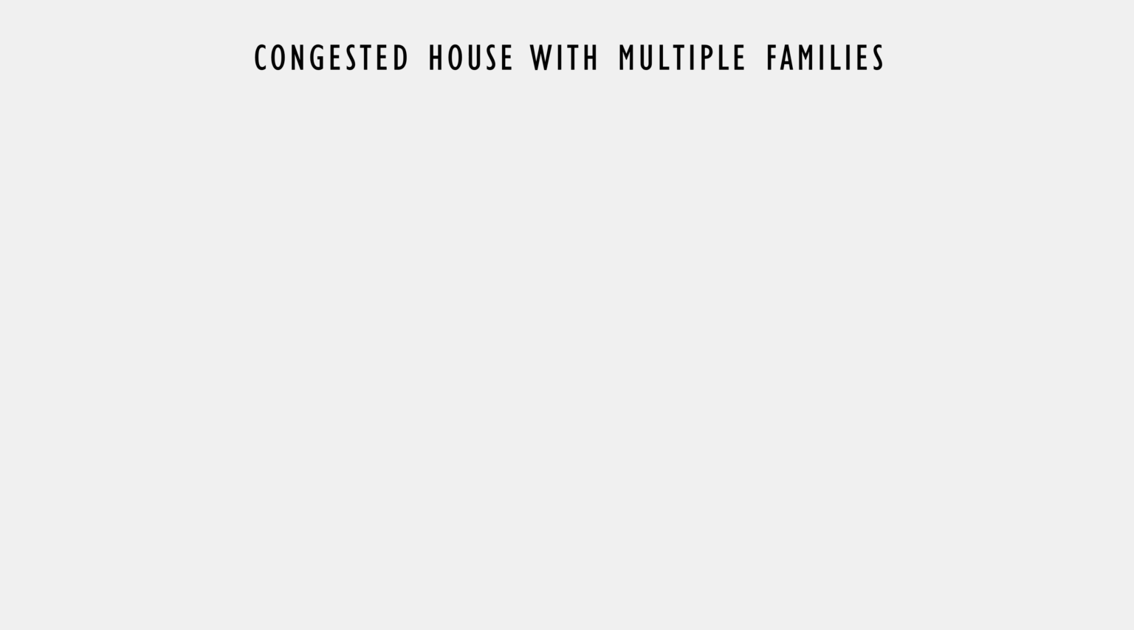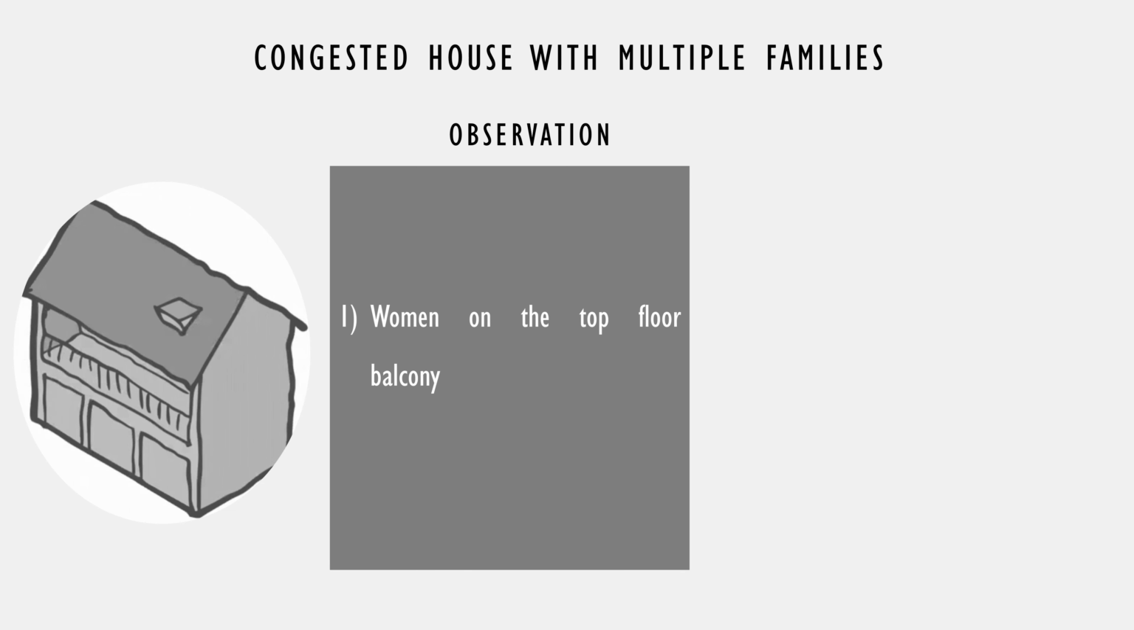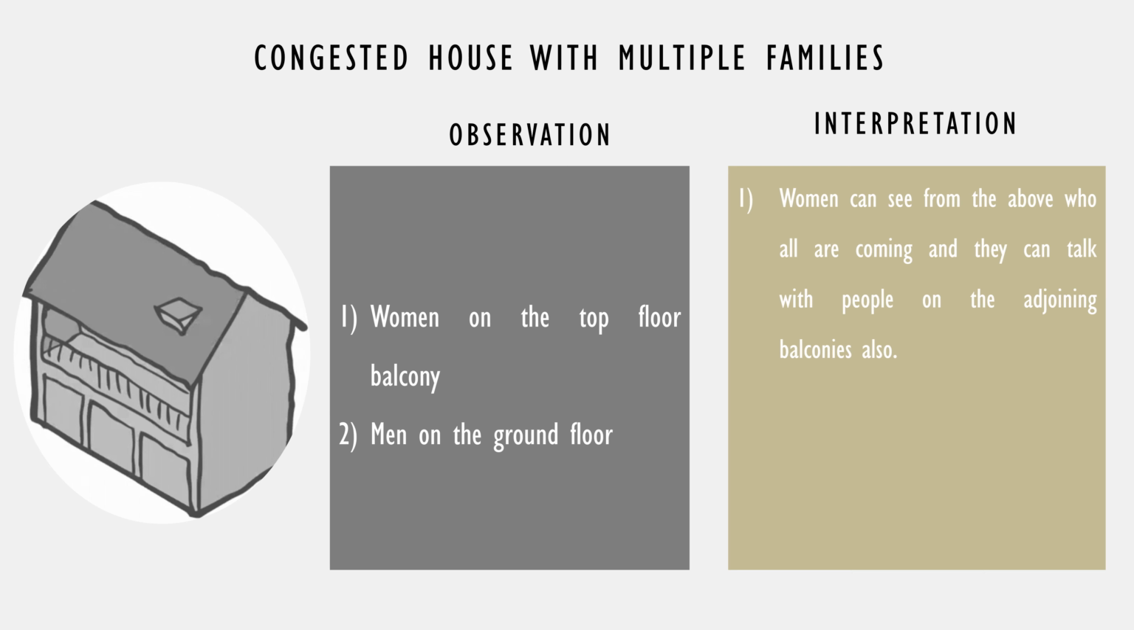Congested house with multiple families. Observations. Women are on the top floor of the balcony. Men are on the ground floor. These houses have balconies which can overlook each other. What will be our interpretations? Women can see from above who is coming and they can talk with people on the adjoining balconies. Again, the ground floor will be used by the men or people who can secure the house. People from outside can only enter the house till a point.